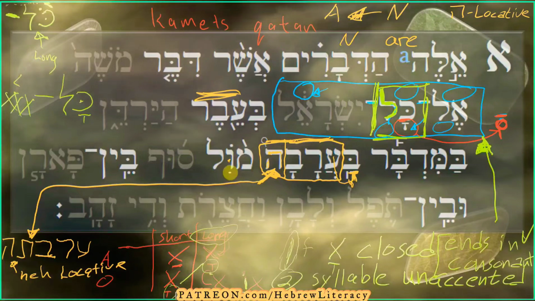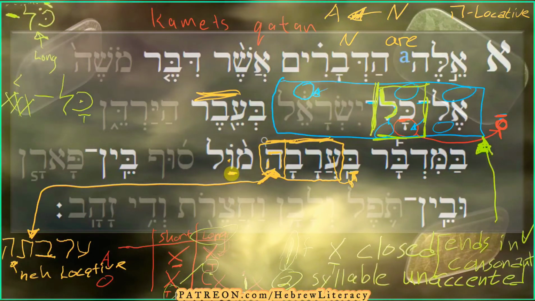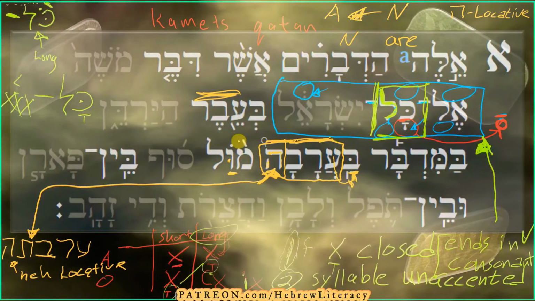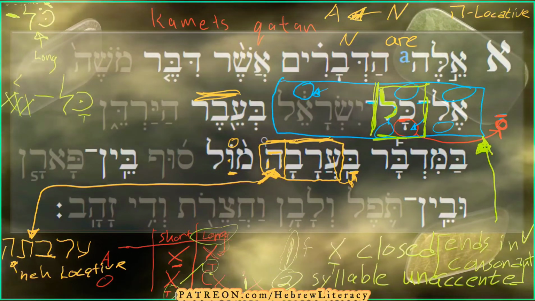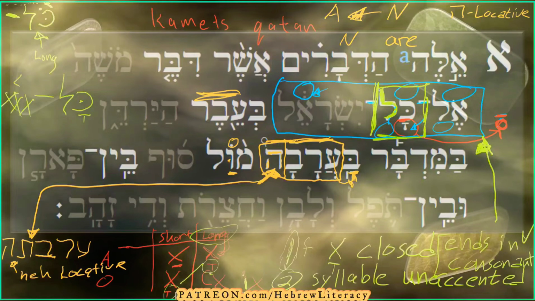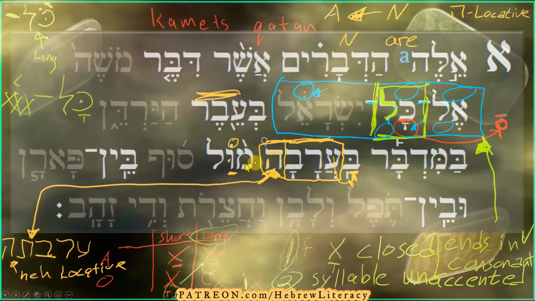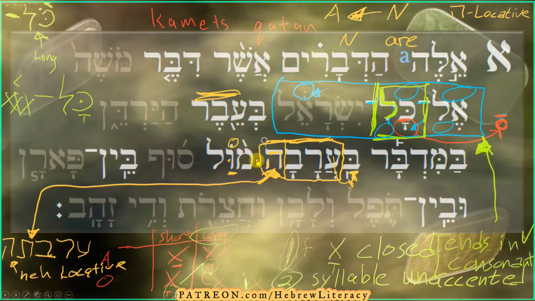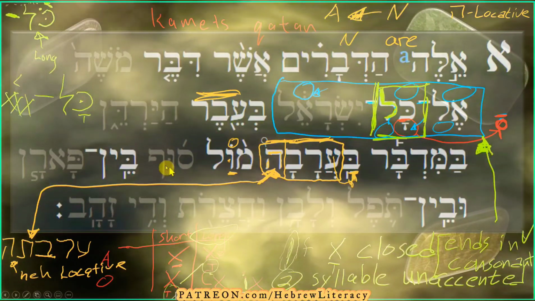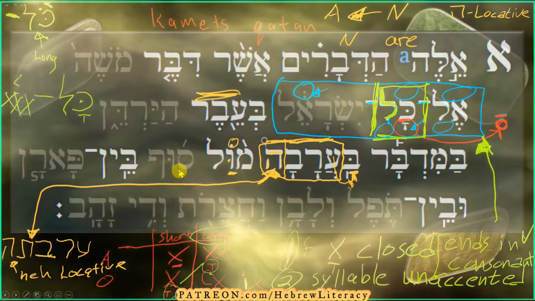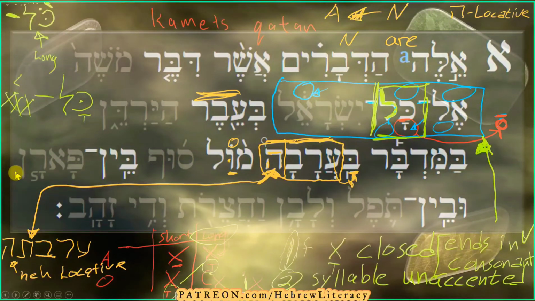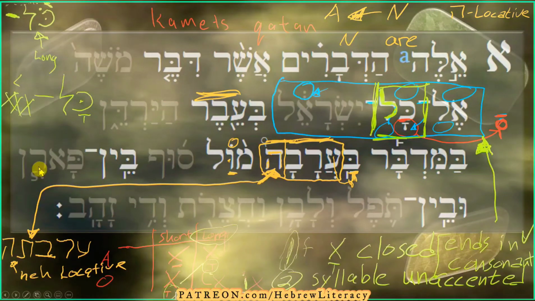Usually it's a shureq. For some reason here, it's a holem. I don't know why, but this is the only place. I don't know if that's hermeneutically significant or not. Maybe you guys can dig on that and let us know. So, mol suf. In front of or on the other side of suf, Sea of Reeds. Bein Paran. What does Bein Paran mean?